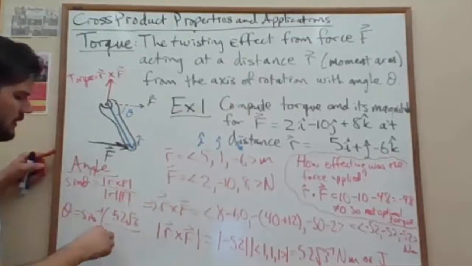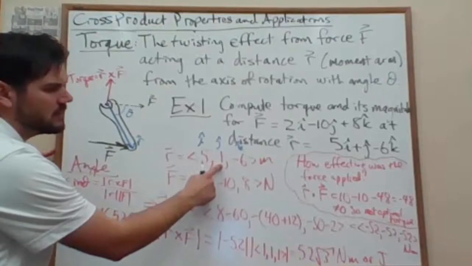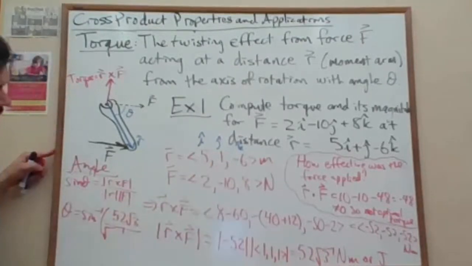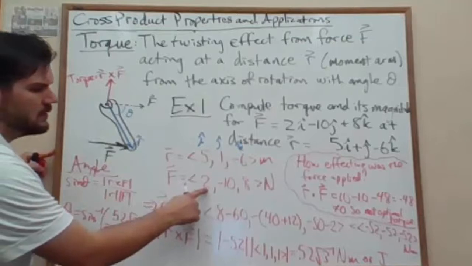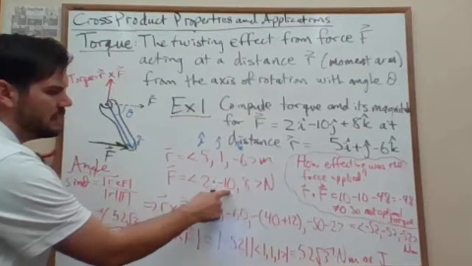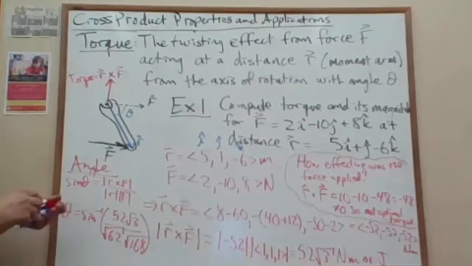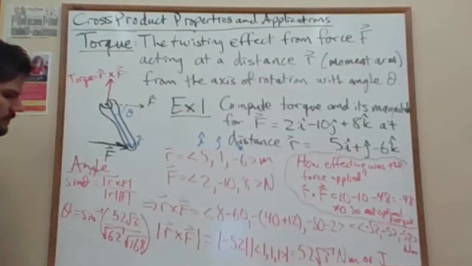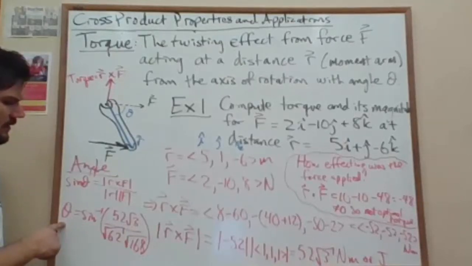So let's take a quick look at it. The first length would be 25 plus 1, 26 plus 36, so that would be 62. The second one would be 4 plus 100 plus 64, so 168. And we have to be a little bit careful on this to make sure that, no, it's positive, I think.